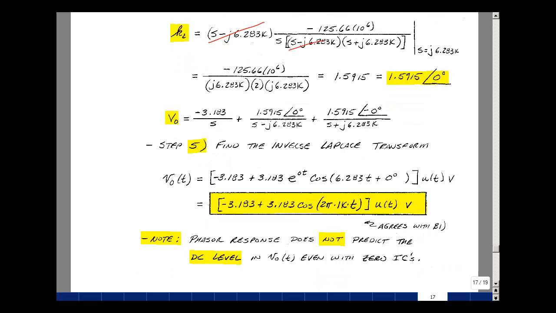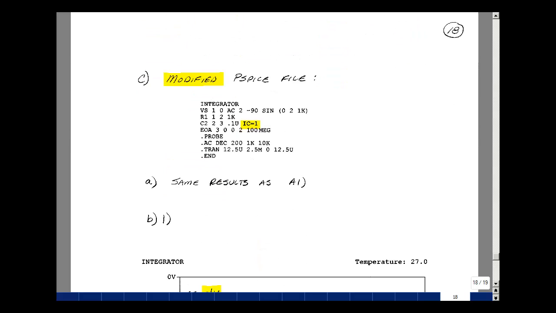One last thing to note here, the phasor response doesn't predict the DC level in V out, even with 0 initial conditions. It's just taking a look at the AC part of the response. Our next task in part C was to change the initial condition from 0 volts to 1 volt. So run the simulation again. When you do the AC analysis, nothing changes because the phasor analysis doesn't predict DC levels.